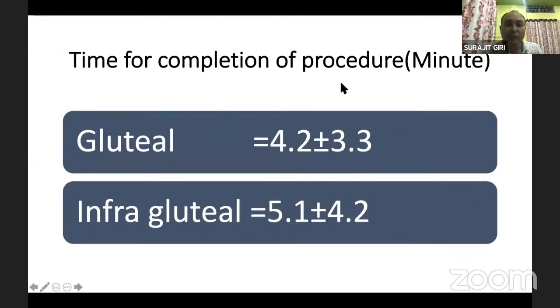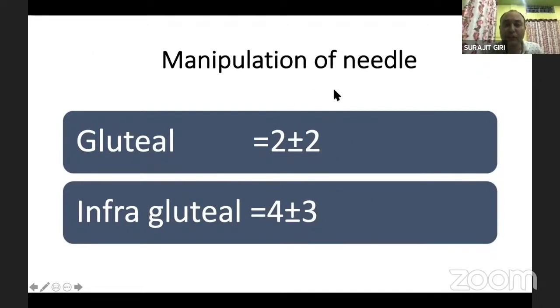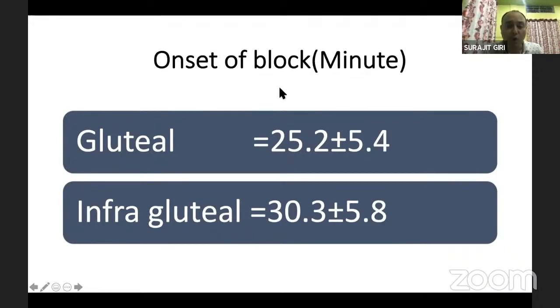Time for completion of the procedure is slightly more in the case of the infragluteal approach. Manipulation of the needle is slightly more required in the infragluteal approach. Onset of block: after giving the block, we assess the block dynamics at around 25 minutes, and we keep on assessing up to 45 minutes. Even after 45 minutes, if there is no block, then it is termed a failure of the block.